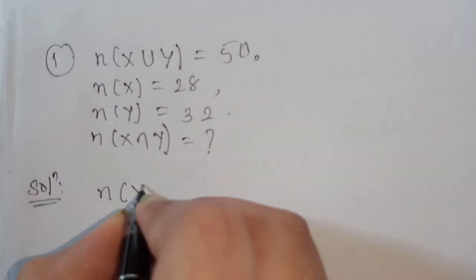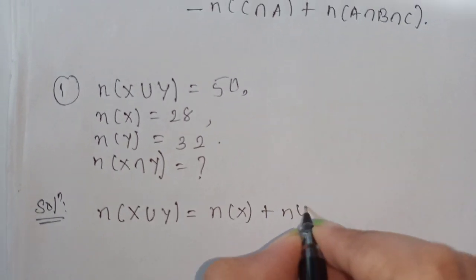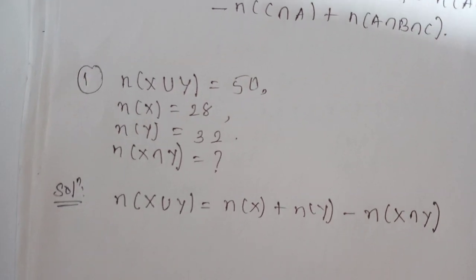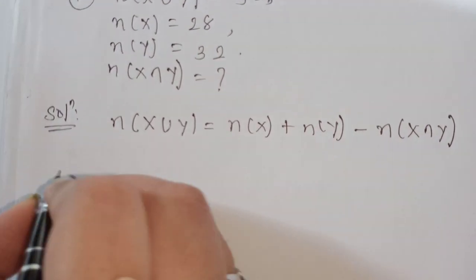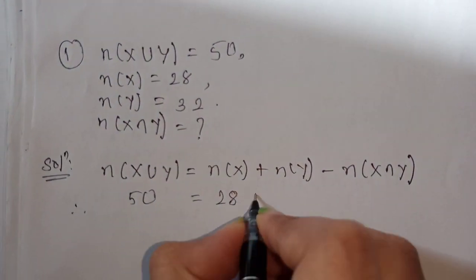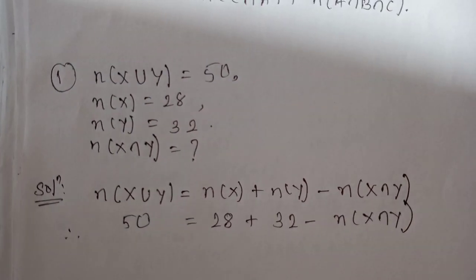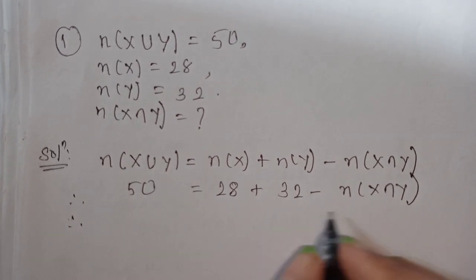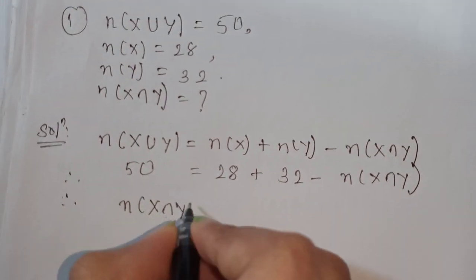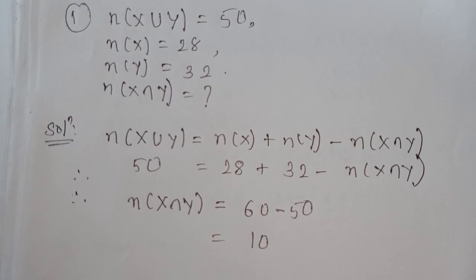We have that formula, number of X union Y is equal to number of X plus number of Y minus number of X intersection Y. Now I have number of X union Y, that is 50, is equal to number of X is 28 plus number of Y is 32 minus number of X intersection Y. Therefore, I want X intersection Y, so I will make it the subject. So number of X intersection Y is equal to 60 minus 50 is equal to 10.